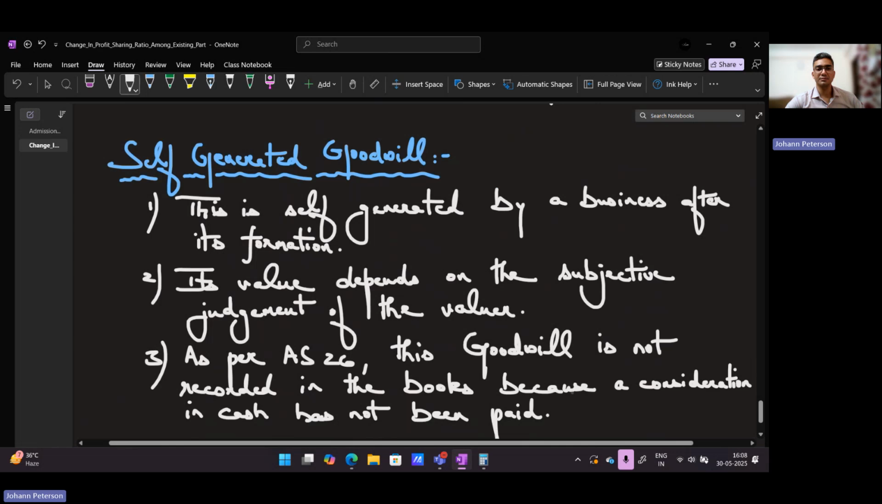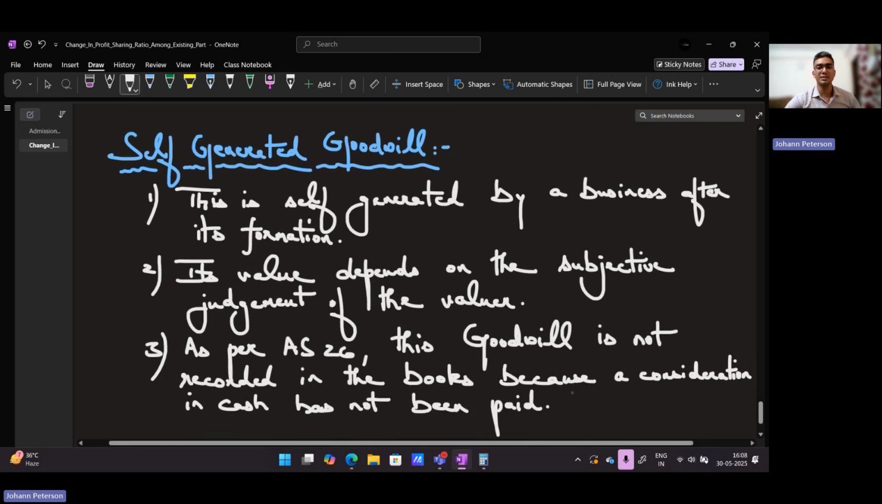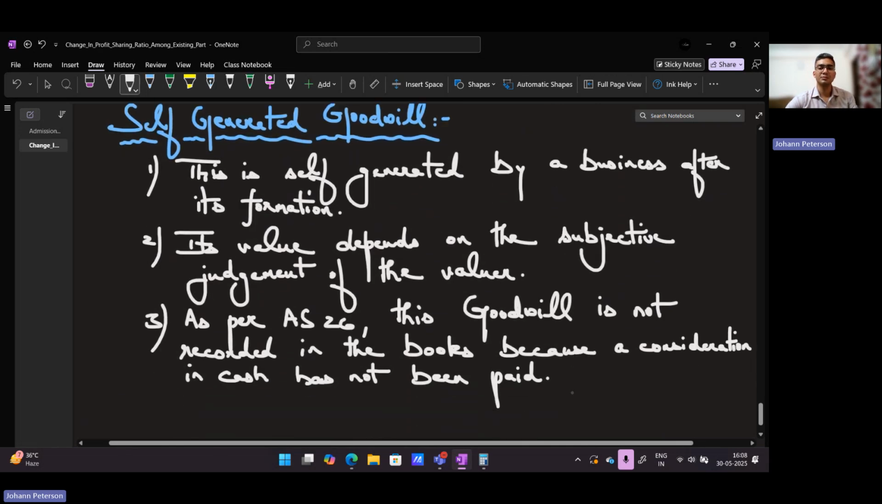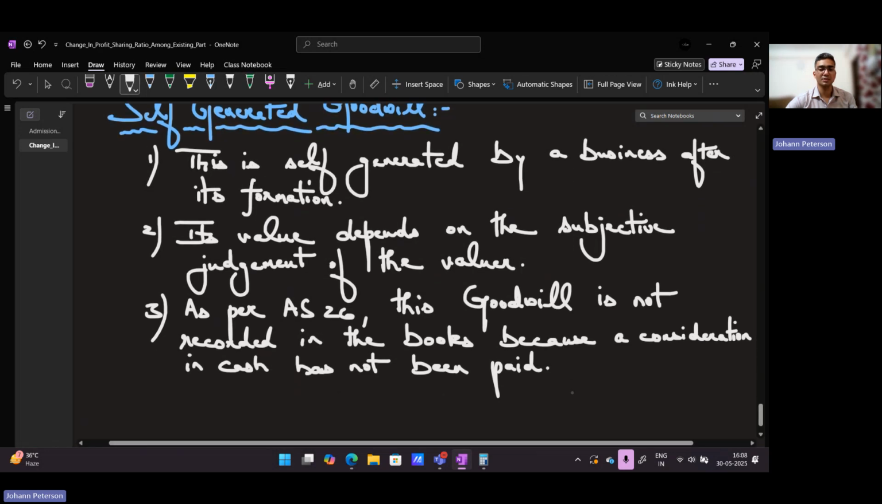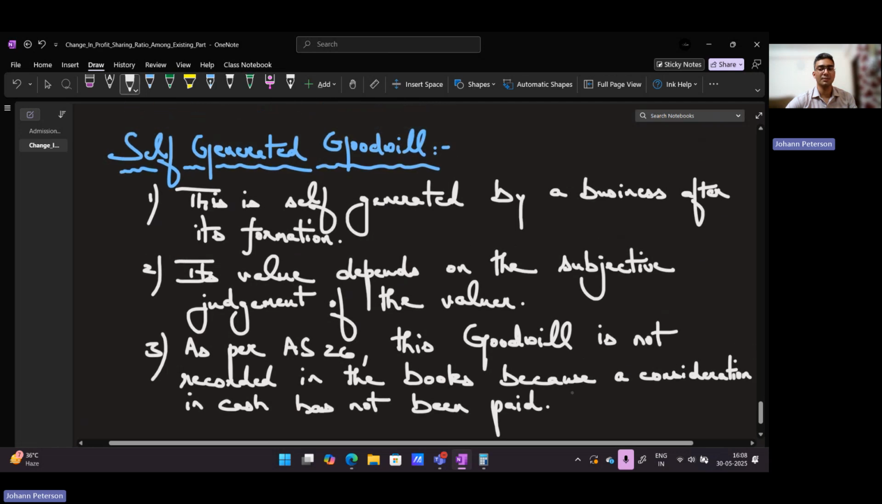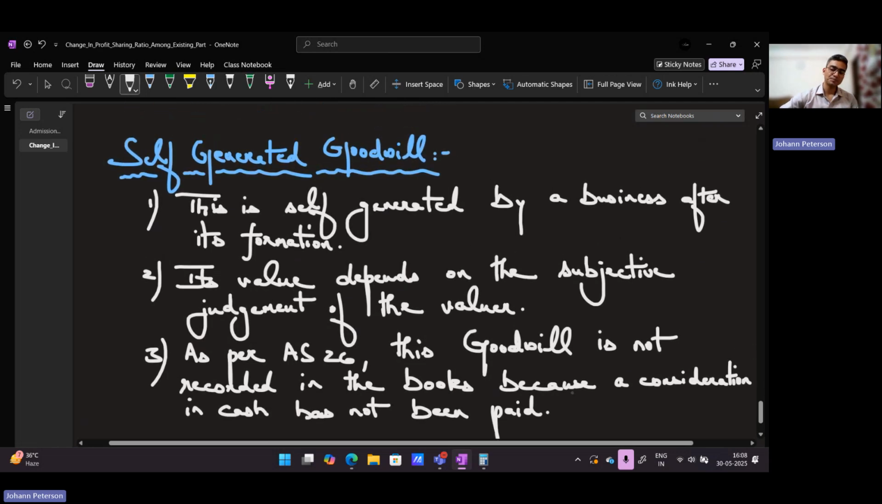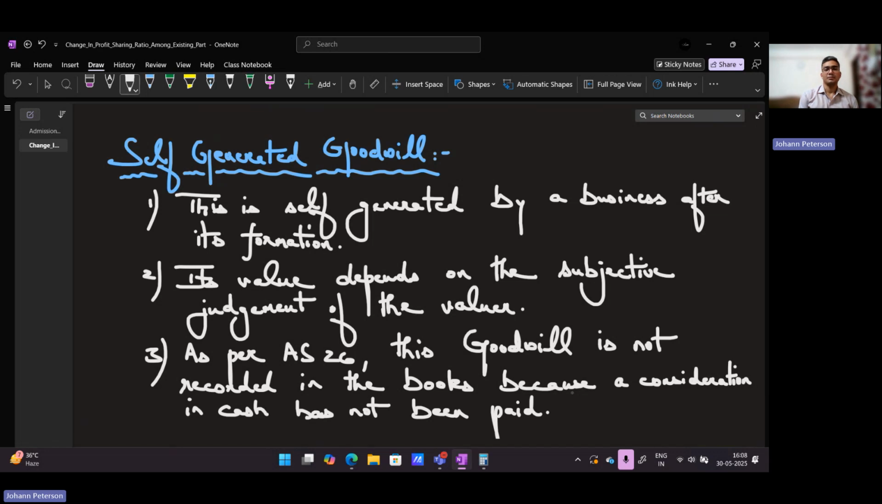And then we did the last of them. We saw self-generated goodwill, which we said this type of goodwill is formed by a business after its formation. Its value depends on the judgment of the valuer. And as per AS 26, Accounting Standard 26, this goodwill is not recorded in the books because the consideration in cash has not been paid. So we'll stop here. We'll continue with the next topic, which will be about valuing our goodwill and the ways of calculating our goodwill.